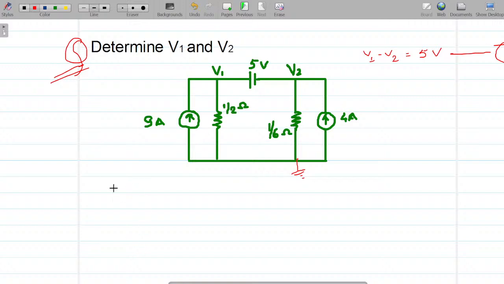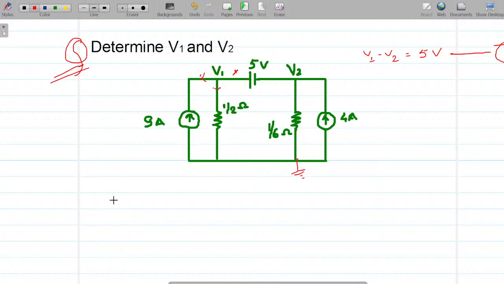For the second equation, what would you do? We write the sum of all outgoing currents from this point, and we neglect this branch. Okay, let me do it and then I'll explain to you. See, what would this be at V1? At node V1, what would you write?